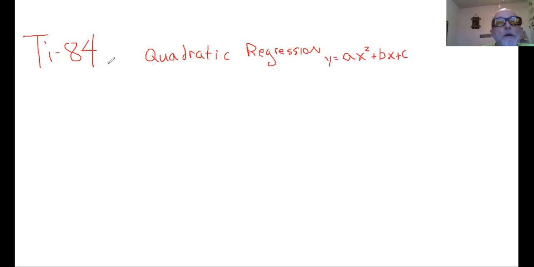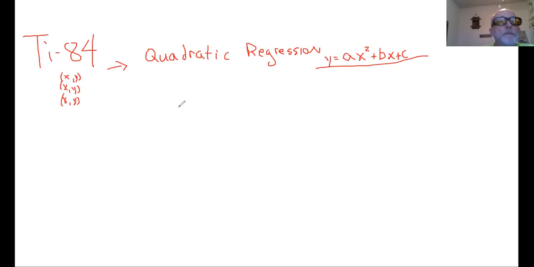What goes in is x, y points. We have to give it three sets of points. And once it has 3 points, it can figure out what quadratic equation, what the numbers are, the A, B, and C, that'll make that equation go through those dots.